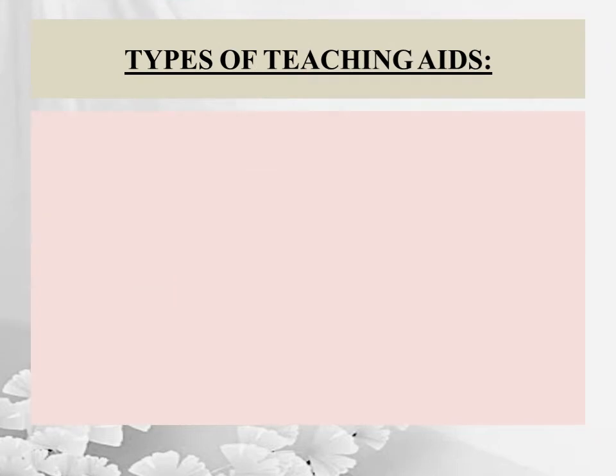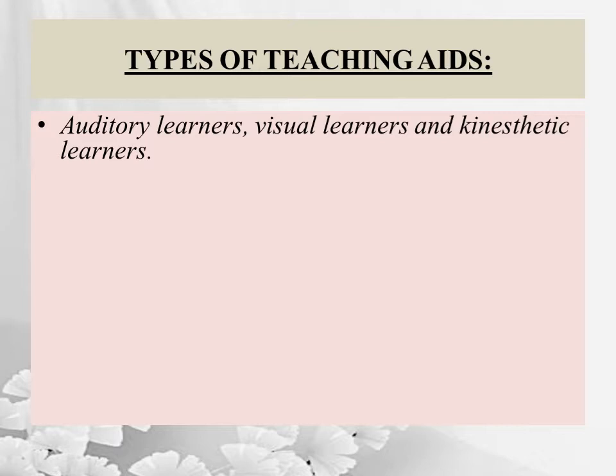There are individual differences among the learners. Some are auditory learners who learn best through their sense of hearing. We have visual learners who can absorb information best by visualizing, and kinesthetic learners who learn best from hands-on activities. Thus, there are different types of teaching aids to meet the varied requirements of all these students.